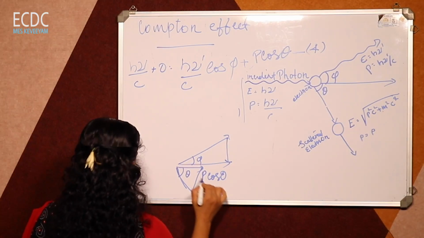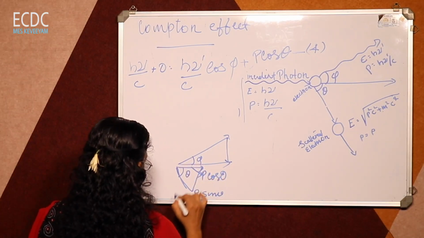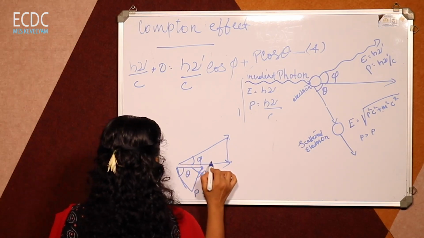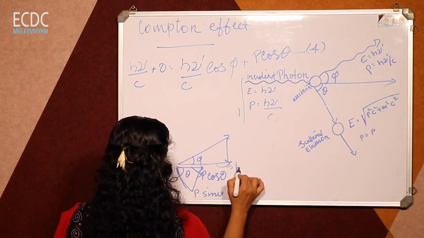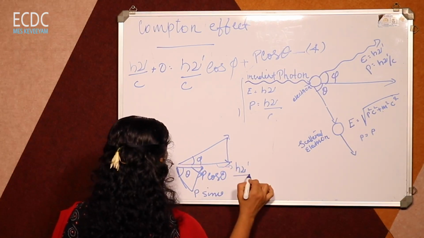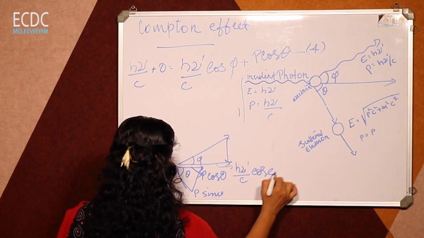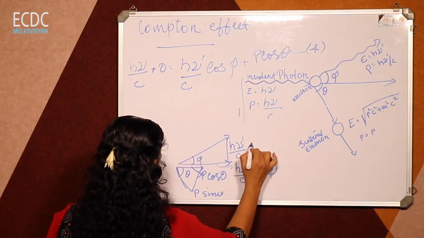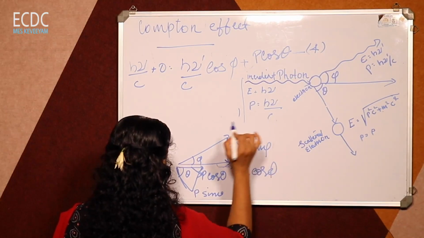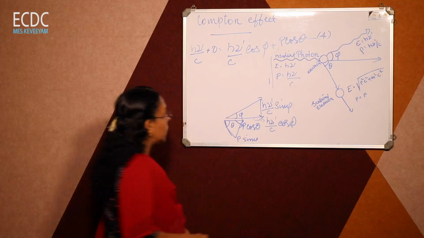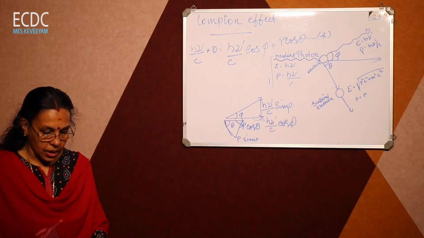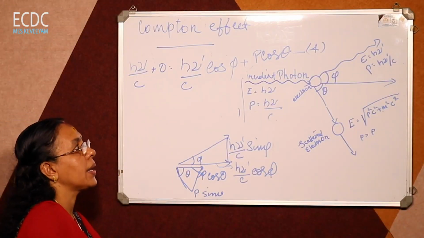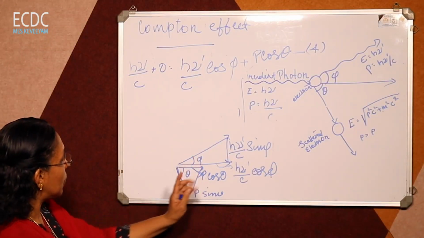So this is equal to p cos theta and this is equal to p sin theta. That is the parallel component and the perpendicular component. So in this case, the parallel component we have written as h nu prime by c cos phi, and the perpendicular component is equal to h nu prime by c sin phi. So this is the component form equation, that is, the interaction along the parallel direction, or in the direction of the incident photon, and the perpendicular direction.